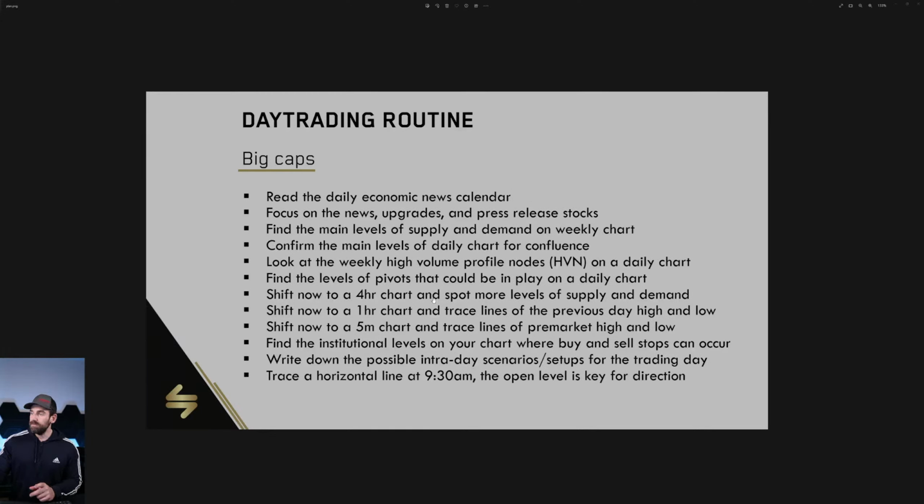Important, and not a lot of traders do it: find the institutional levels on your chart where buy and sell stops can occur. What does it mean? Tibor, Mike, Alan, do you know what this means, or how to find these levels? Nico, how to find the institutional levels on your chart where buy and sell stops can occur. What does it mean?